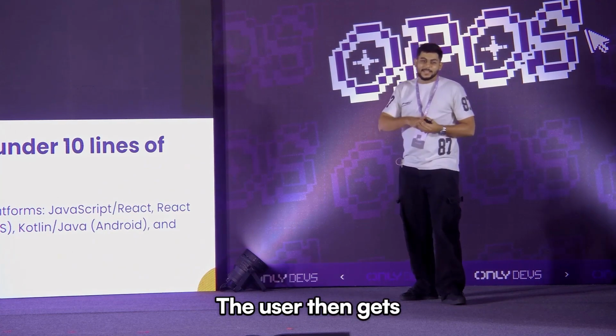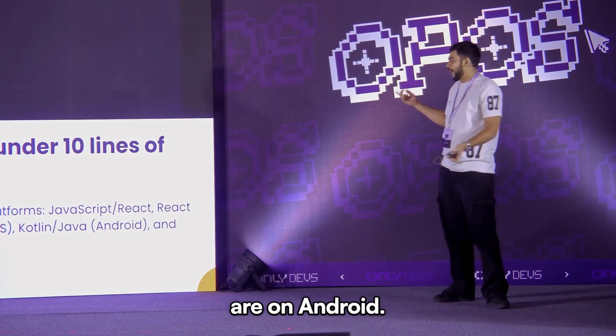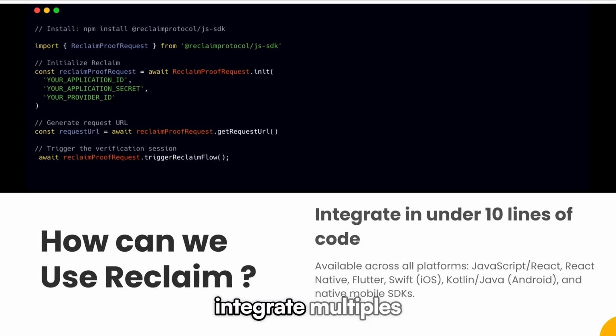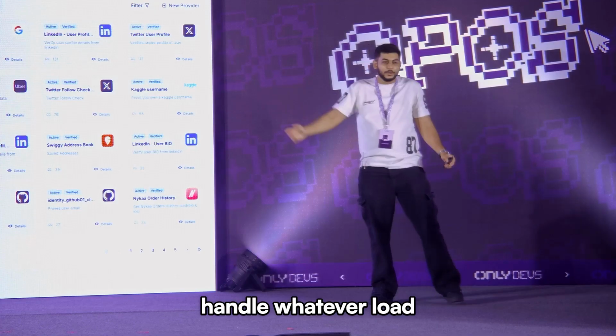The user then gets prompted to install the app clip, or instant app if you are on Android, and then you start with the verification flow. So you can integrate multiples of such data providers. Now, how many data providers are there? We currently sit at 2000 plus data providers that are created by our team and the community. And we have crossed 2.2 million verifications to date. So you know it's validated, it can handle whatever load you throw at it.